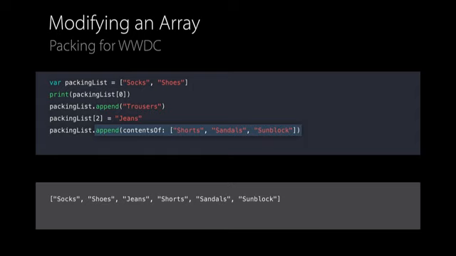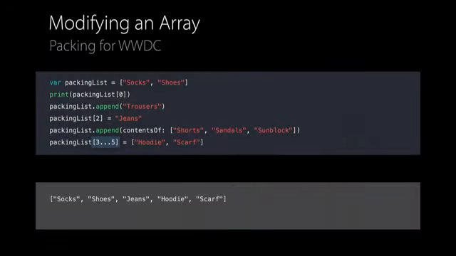That said, whilst the conference is in California, it's in San Francisco, where it is not always hot and sunny. So maybe let's change those 3 items and replace them with a hoodie and a scarf instead. We can do this by passing a range into the subscript. And note that we're changing 3 items with 2. This is still perfectly valid in Swift.